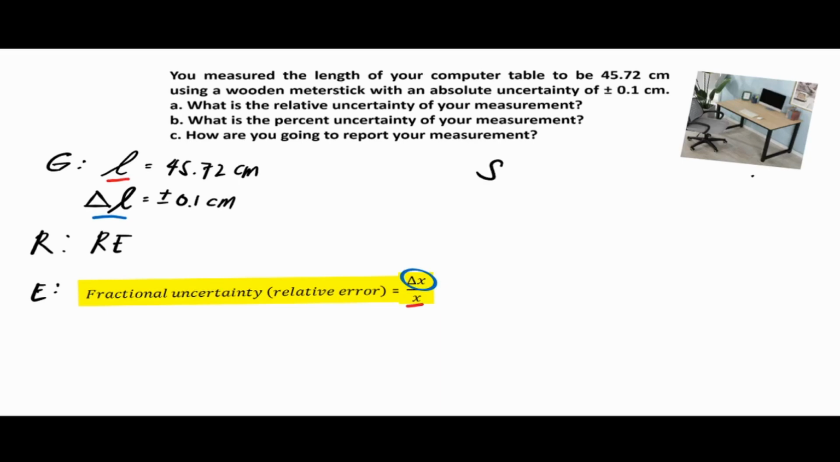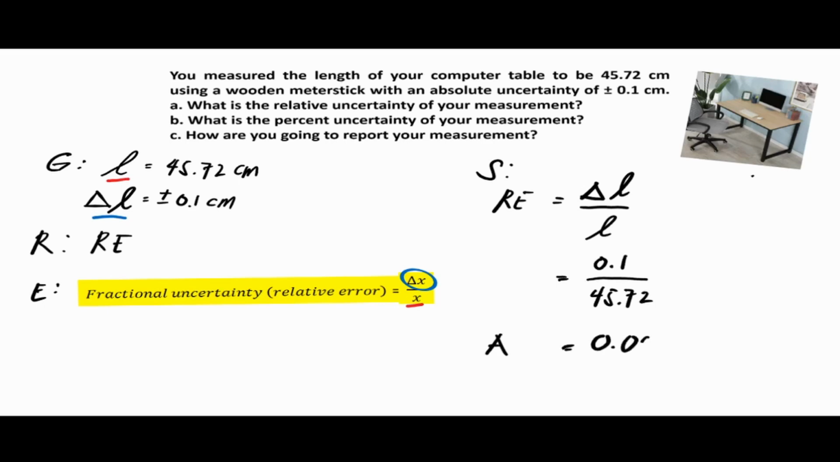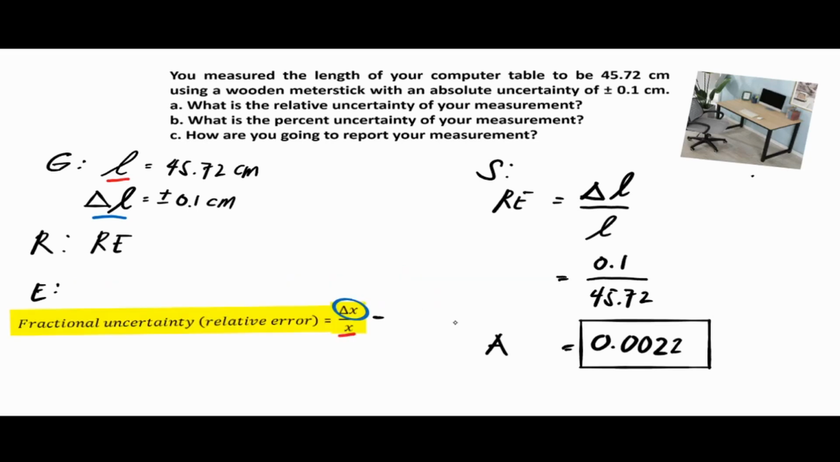Now let us solve for the fractional uncertainty or the relative error: the absolute uncertainty of our length divided by the measured length. So we have 0.1 for our absolute uncertainty divided by 45.72 centimeters as our measured length. Our answer here is equal to 0.0022. Our fractional uncertainty or relative error is the ratio of your absolute uncertainty and your measured quantity, so it doesn't have any units.